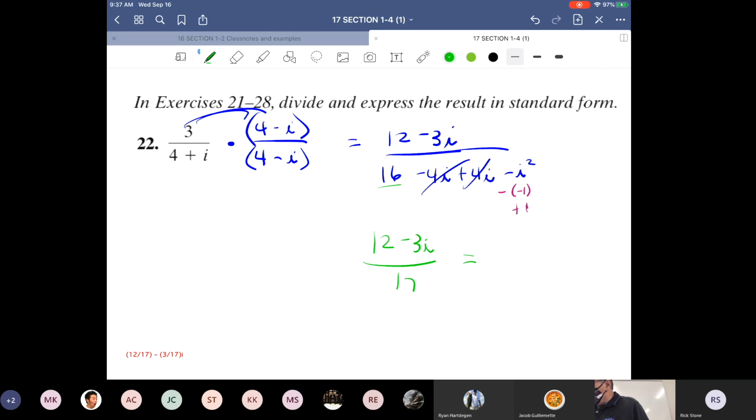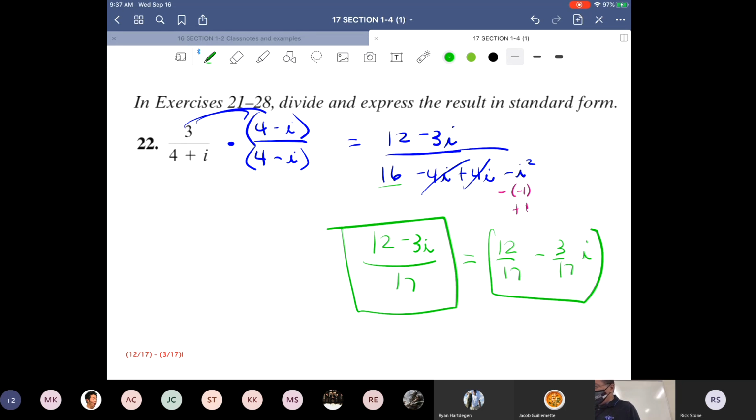You might see it written like this: 12 over 17 minus 3 over 17i. Either one of these answers is a perfectly fine answer. And the reason that I bring out both ways that they do it is because I can't control how they're going to do it on the CLEP test, okay? And so if you're only used to seeing it like this, and then they put it in the other form, you might be confused. I don't want you to be confused. I want you to see that both of those are correct.